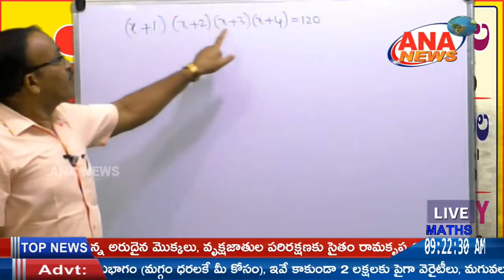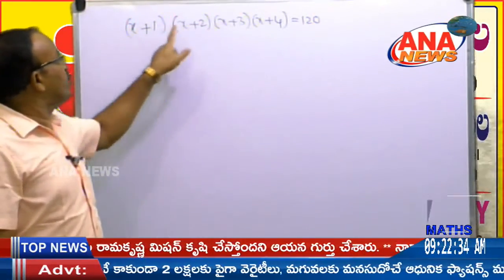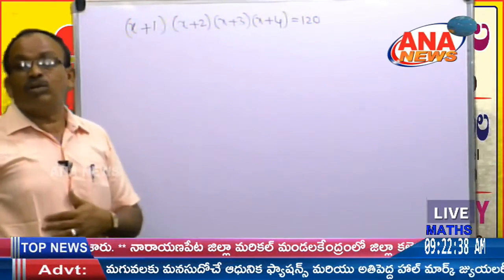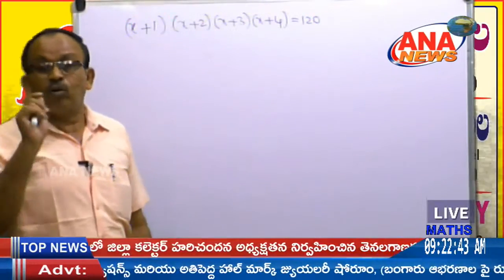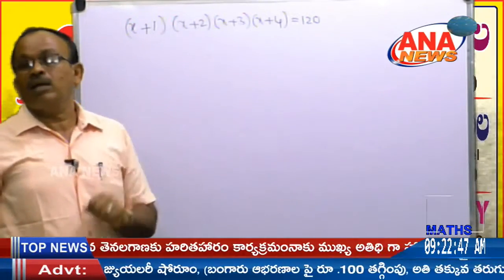Here, this is a 4th degree equation: x into x into x into x, so x power 4, a 4th degree equation. So it has at most 4 roots. What are they? Or how to solve the equation?